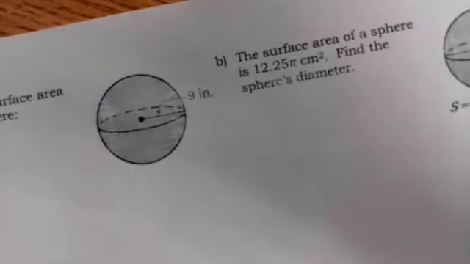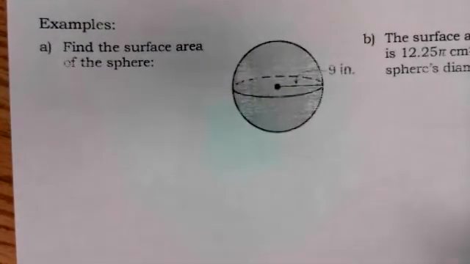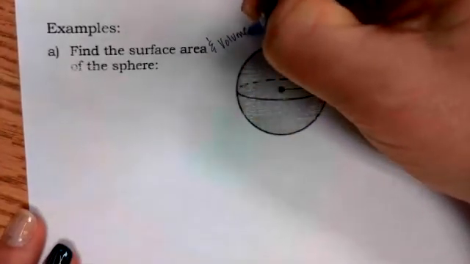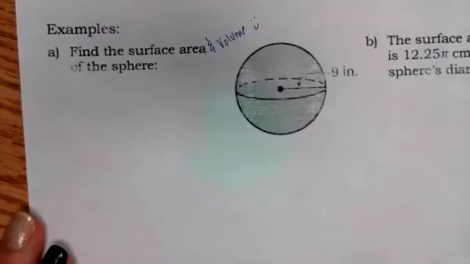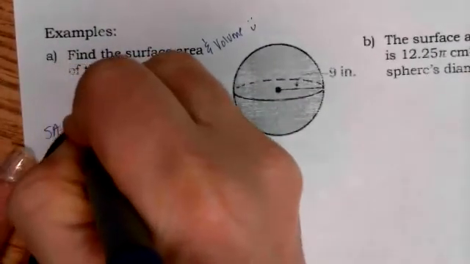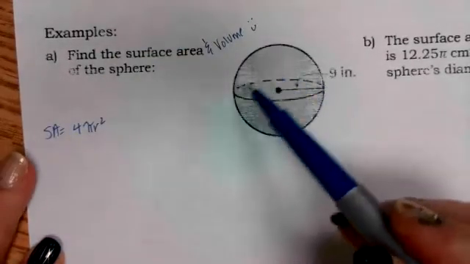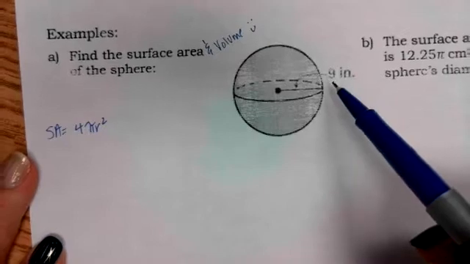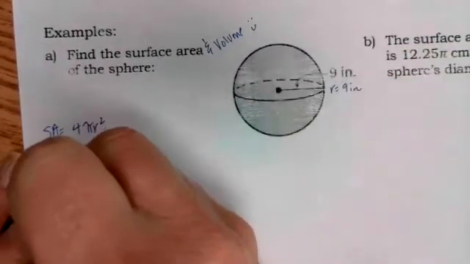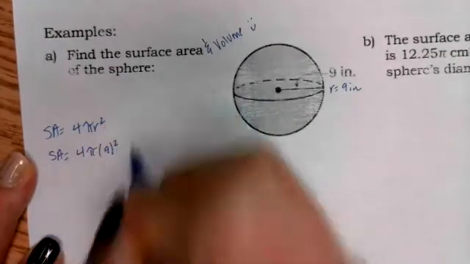So let me zoom in. So first, we want to find the surface area of the sphere. I'm going to find the surface area and the volume just for good practice. All right, so for the surface area, we have 4 pi r squared. And in this figure, my radius is 9 inches. So my surface area is 4 pi times 9 squared.